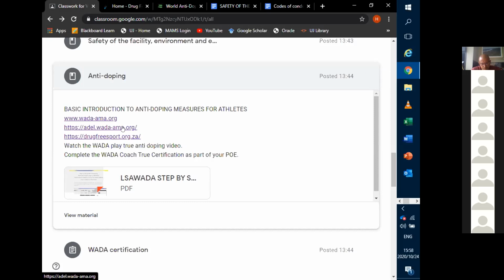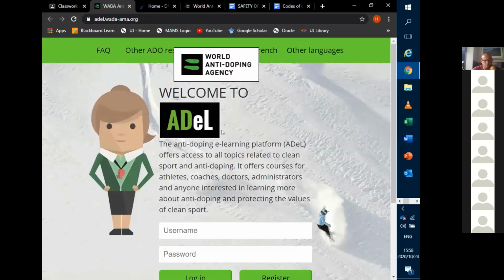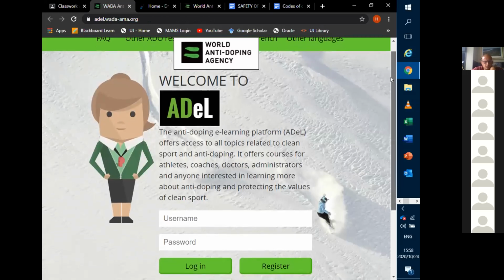The next one that I want to quickly just go through is what you will need to do, which is to complete your WADA anti-doping certification. And so I've given you the link for this, okay? So what you'll need to do is just register. You'll have a username and password.